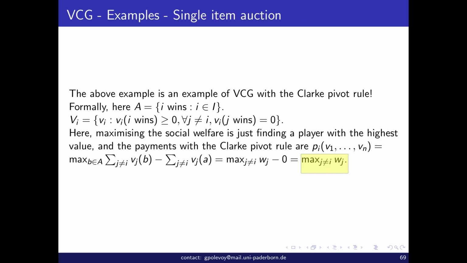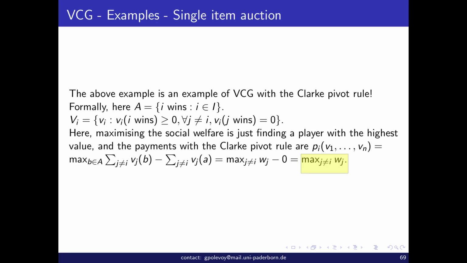Because players who don't win don't pay anything. Without them, you would still get the same social maximum as we get with them. And with them, we will get the same social maximum, because again, they don't win. It would be the same minus the same, it would be 0.